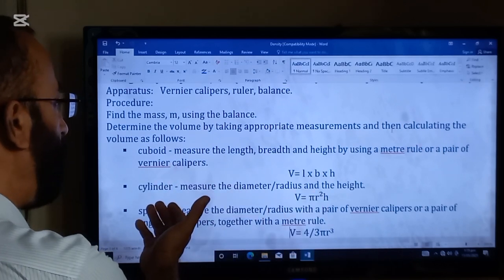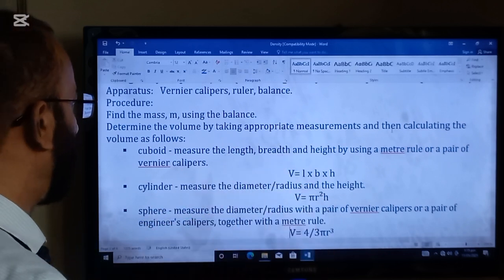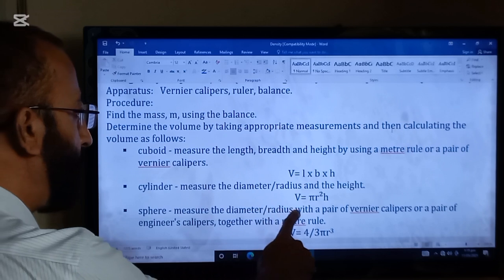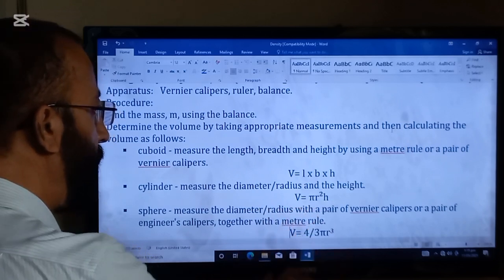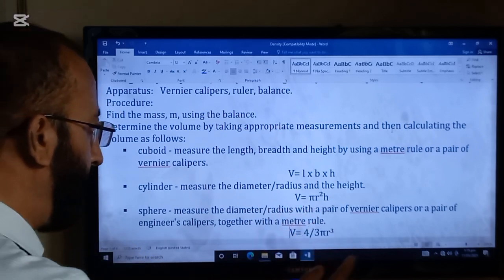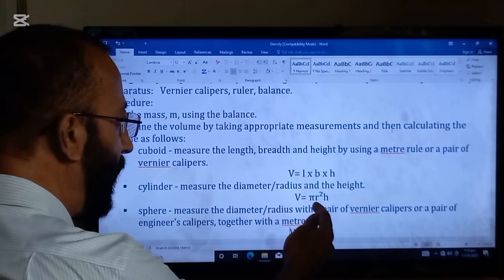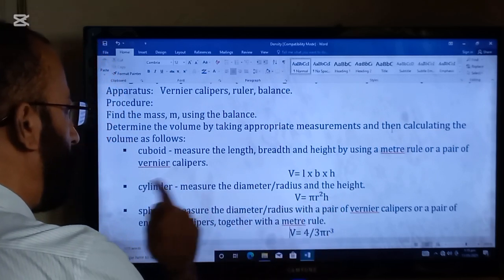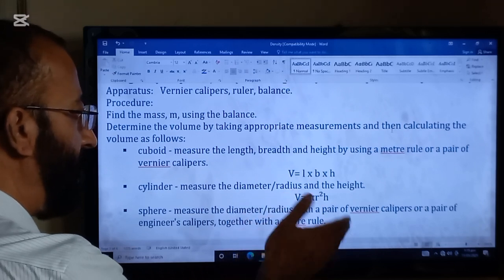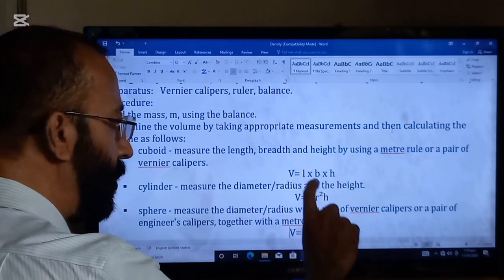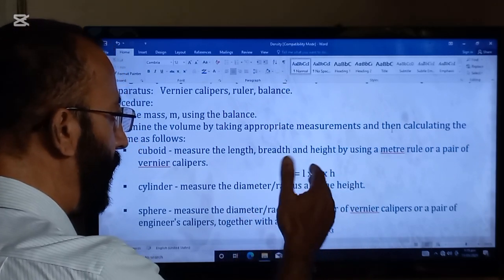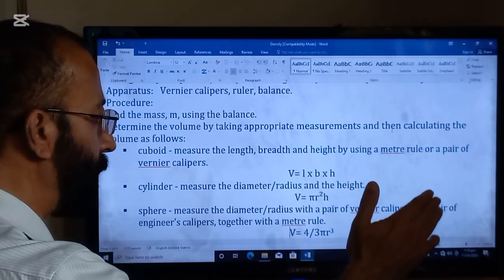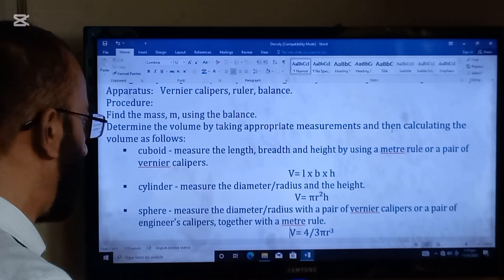For example, now we have a cylinder whose density is required. The cylinder's volume formula is V is equal to pi r square h. So find the measurements, radius and height of the cylinder, and put them here. This will give you the volume of the cylinder. The mass of the cylinder can be found by putting it on the top pan balance. Then volume and mass can be put in the formula density is equal to mass over volume, which will give you the density of the cylinder.